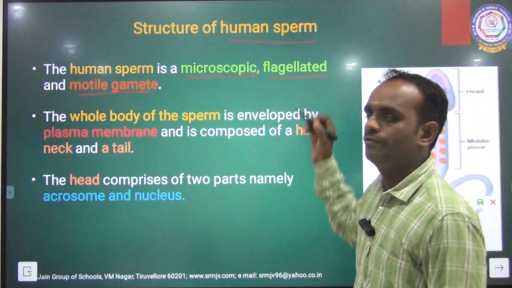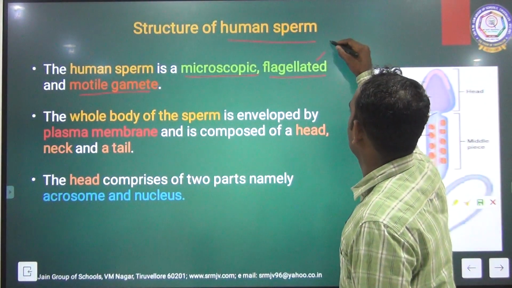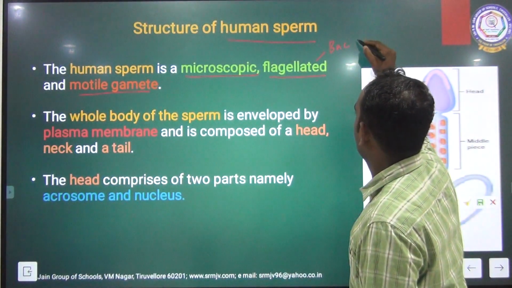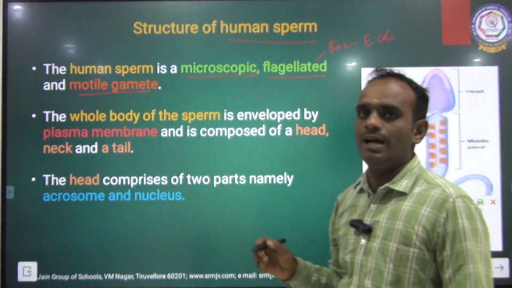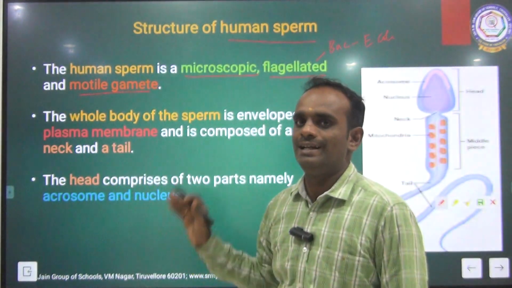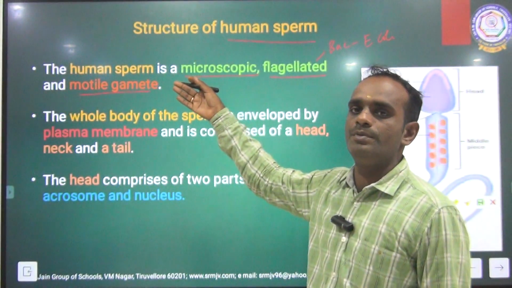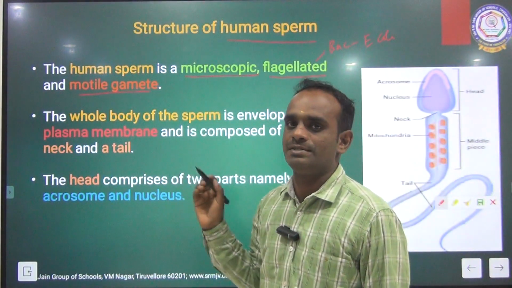Give an example for a flagellated organism. Very good, bacteria. An example is E. coli. In E. coli they have flagella. With the help of the flagella they can move from one place to another. Like that, the human sperm is also a microscopic, flagellated and motile gamete.